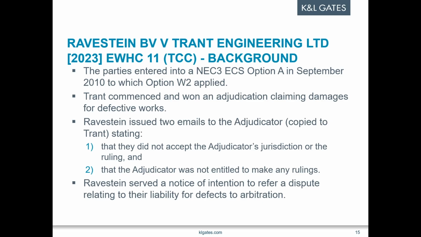So in 2021, Tran commenced their adjudication and claimed damages for some defective works. They were successful, and Rubberstein were ordered to pay around £500,000 plus costs. Rubberstein subsequently issued 2 emails addressed to the adjudicator and copied to Trant. The first one stated that they did not accept the adjudicator's jurisdiction, nor recognise the ruling, and the second asserted that the adjudicator was not entitled to make any rulings.